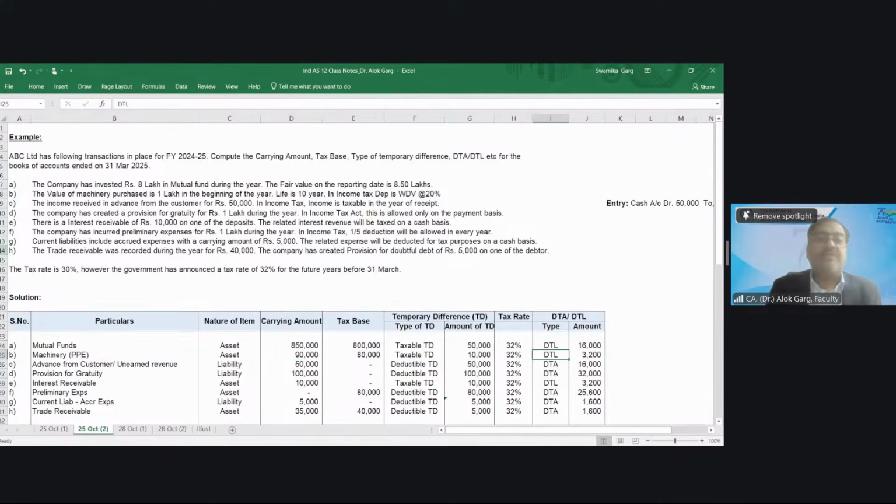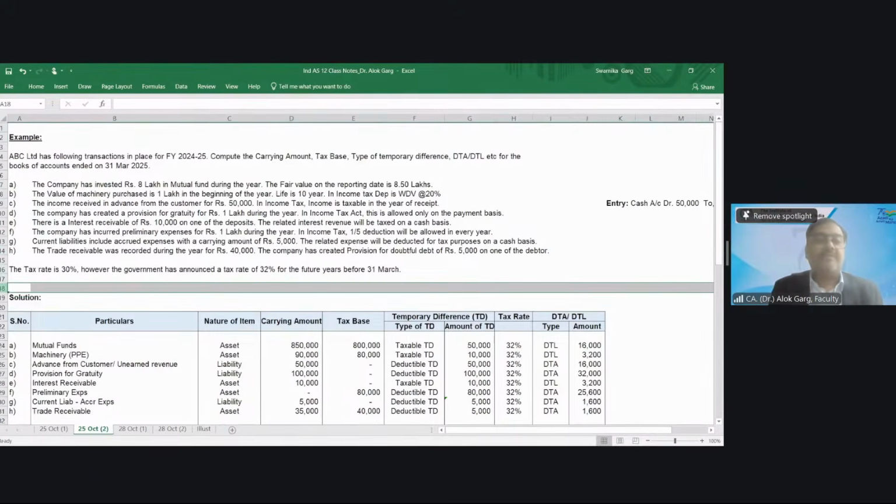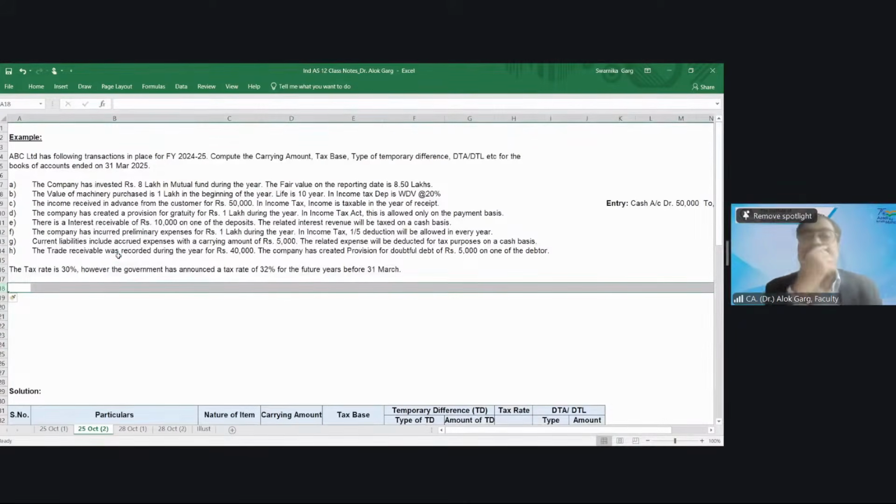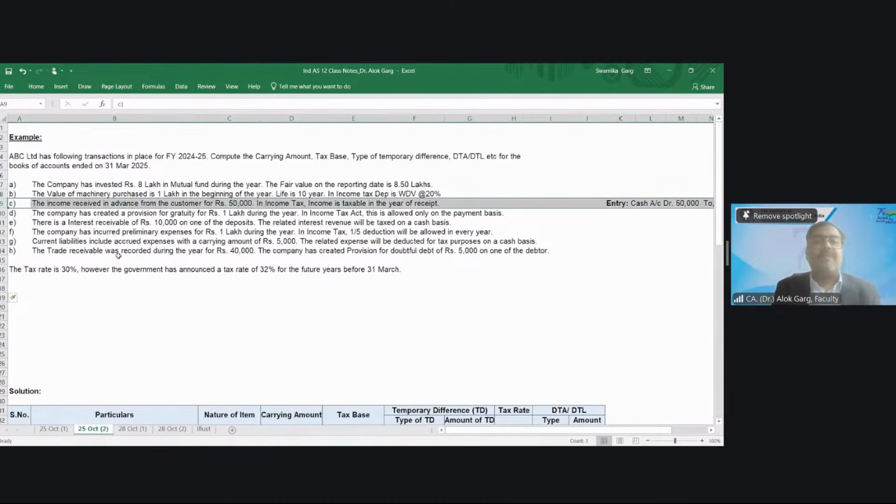Okay. Third question. The income received in advance from the customer for rupees 50,000. In income tax, income is taxable in the year of receipt. So advance income received.